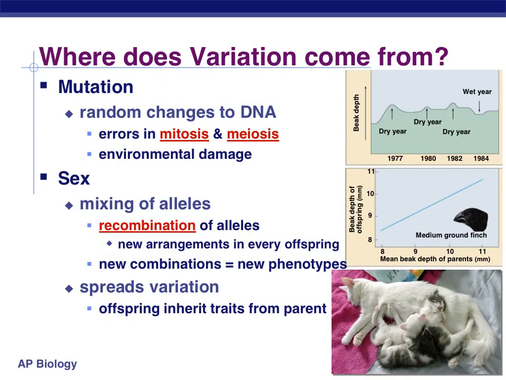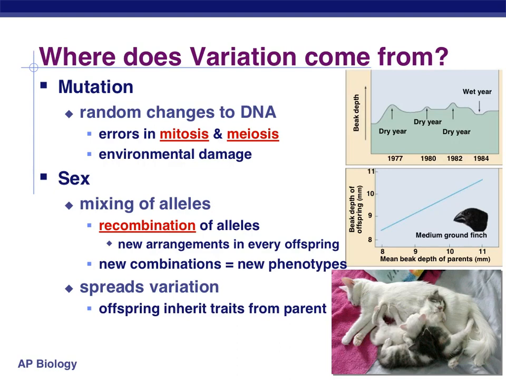So where does this variation come from? Well, it can happen very naturally in the form of a mutation. And all that a mutation is, it's a random change to your DNA. It can happen because of errors in mitosis and meiosis when the cells divide, or it can happen because of environmental damage, things like UV light and free radicals and stuff like that.